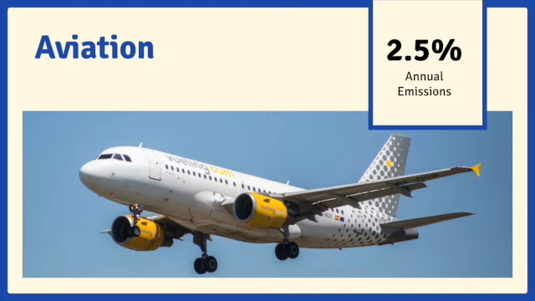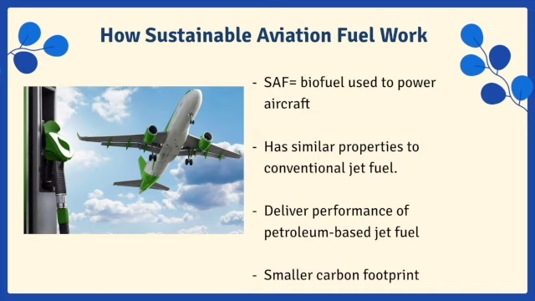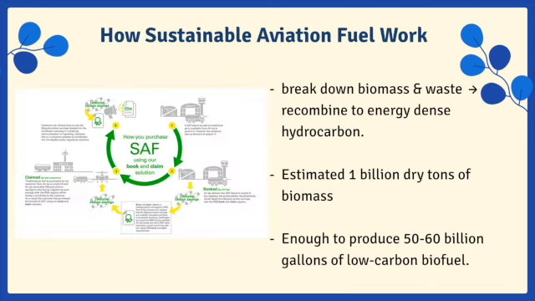Aviation is responsible for at least 2.5% of annual emissions, and as air travel will grow in the future, addressing these emissions is vital. One of the replacements for fossil fuels is sustainable aviation fuel, also called SAF. SAF is a biofuel used to power aircraft that has similar properties to conventional jet fuel but with a smaller carbon footprint. Depending on the feedstock and technologies used to produce it, SAF can reduce life cycle greenhouse gas emissions dramatically compared to conventional jet fuels.